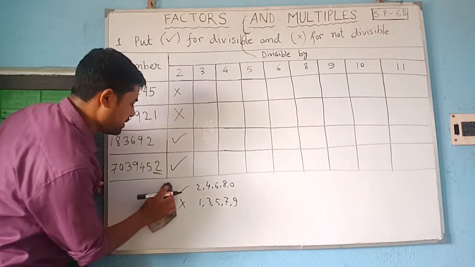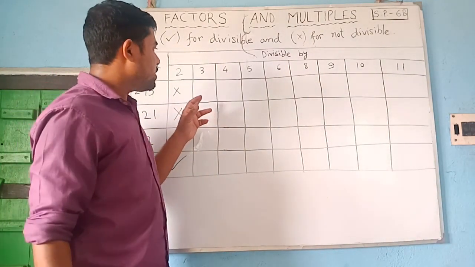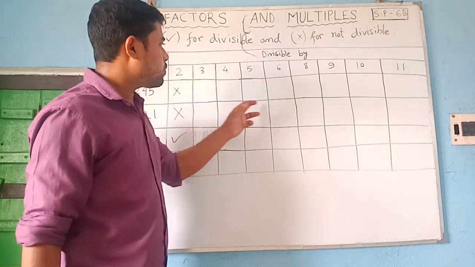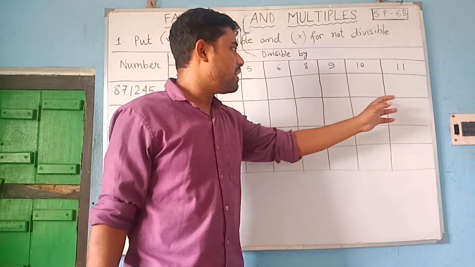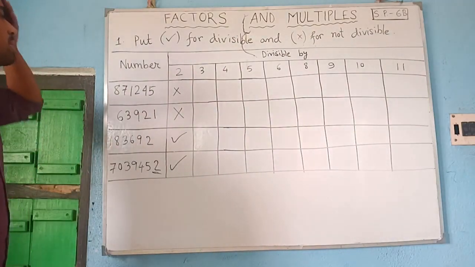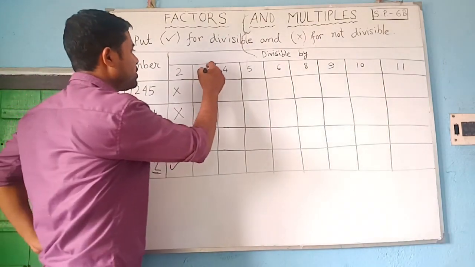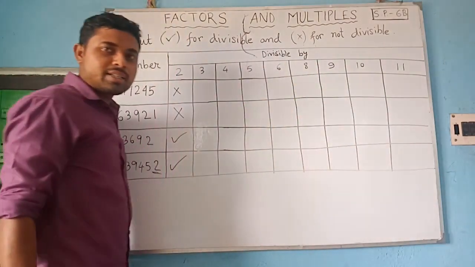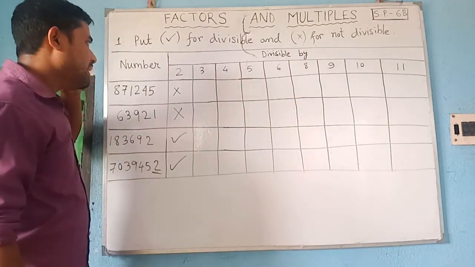What is the divisibility rule for 2? Like this we will learn for 3, 4, 5, 6, 8, 9, 10, 11. So listen very carefully. Now, divisible by 3. What is the rule? The rules for divisibility by 3 and 9 are the same. So first learn for 3, then we learn for 9.